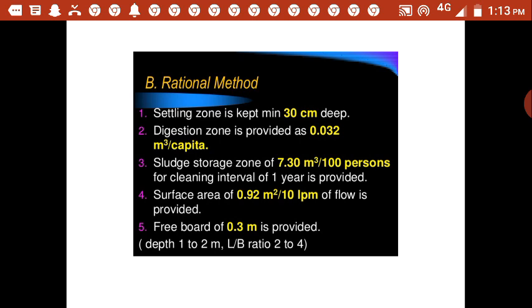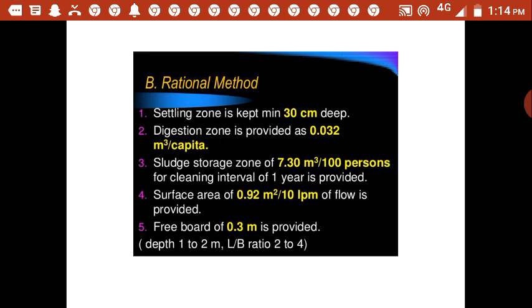Even this is also more accurate than what we were doing earlier by considering the volume for designing. This is also a rough idea, and most of the time it is going to be correct. So sludge storage zone of 7.30 meter cube per 100 persons. Here they will take the sludge storage zone equal to 7.3 meter cube per 100 persons.